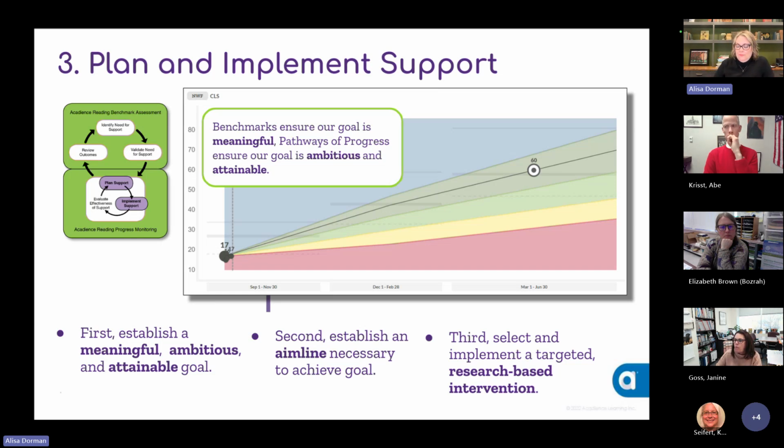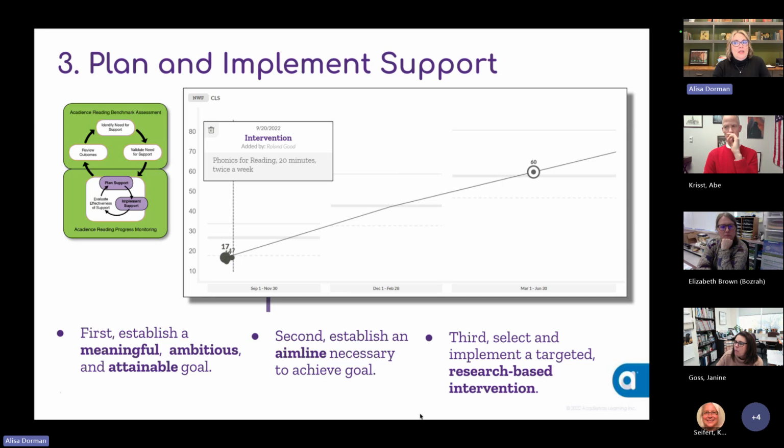So the next thing we do is we go in and introduce what we call an intervention line or a phase change line, if you will, and we can write what change did we make after we found the student, Ethan, in need of support. Well, we decided we're going to deliver a phonics-based program 20 minutes each time, twice a week. And we're going to then see how Ethan performs against that change.